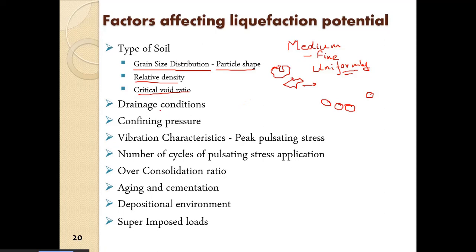Then we saw the drainage condition. If the pore water, all liquefaction phenomena is ultimately governed by the generation of excess pore water pressure.